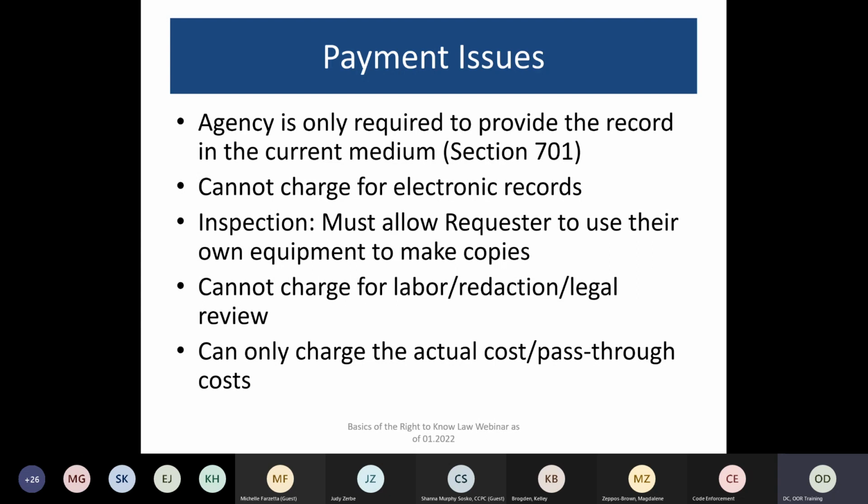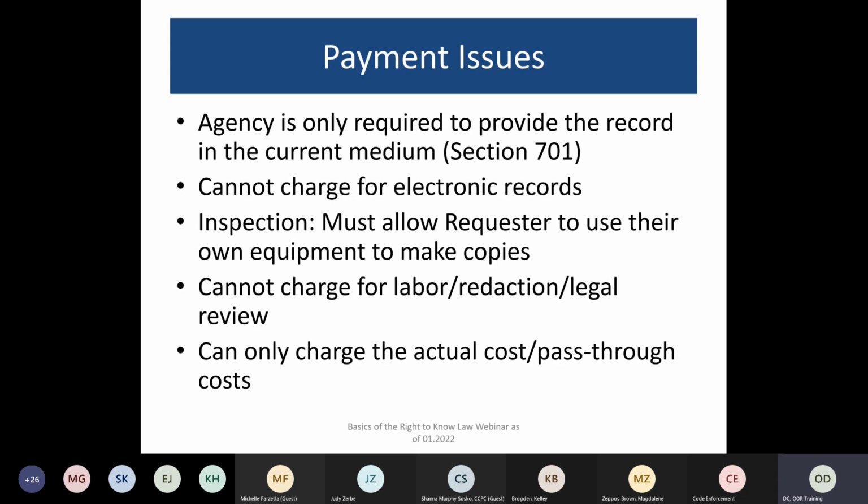But let's take a look at some specific provisions related to payment issues within the right to know law that can prove useful. And probably the most important one is Section 701, where it says the agency is only required to provide the record in its current medium. Okay, what does that mean? Well, it's hard copy versus electronic. Okay, that's what we mean when we're talking about the medium that a record exists in. And we do not have to convert a record from one medium to another.